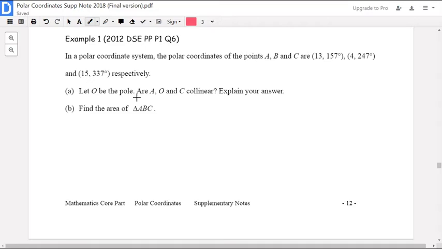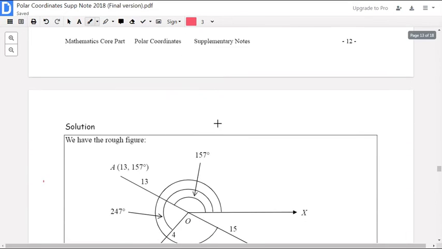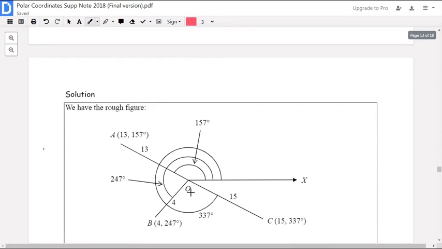Let O be the pole. The question asks you, are A, O, C collinear? Explain your answer. And then you are asked to find the area of triangle ABC. No figure is given to you, so we should first draw a rough figure. This is the pole O and the polar axis OX here.